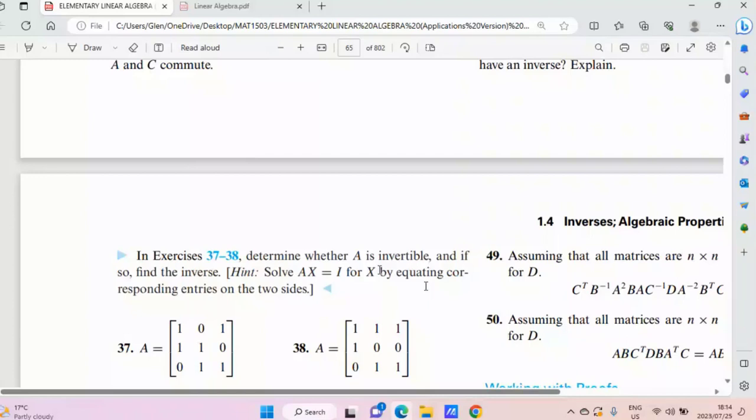I have a challenge also, sir. Is it Lerato, or is it Levo? It's Levo. Sir, I have a challenge. Determine whether A is invertible, I understand that one. If so, find the inverse, okay, I have to find the inverse. Now they say hint. Why are they giving us this hint?